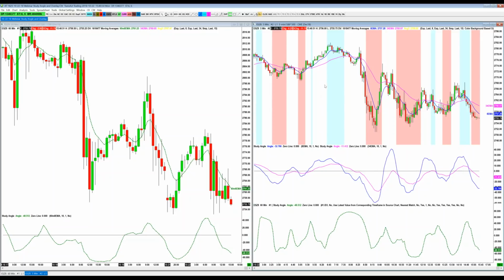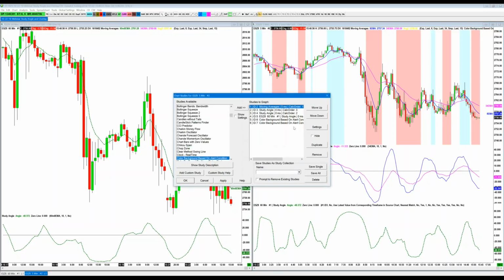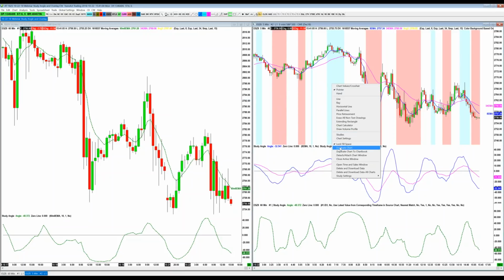The first thing that I want to do though is remove the study angle study down here, which is ID 5. And actually, this might mess up my formula. So before I do that, I'm actually just going to duplicate the chart. This is another trick, everybody.